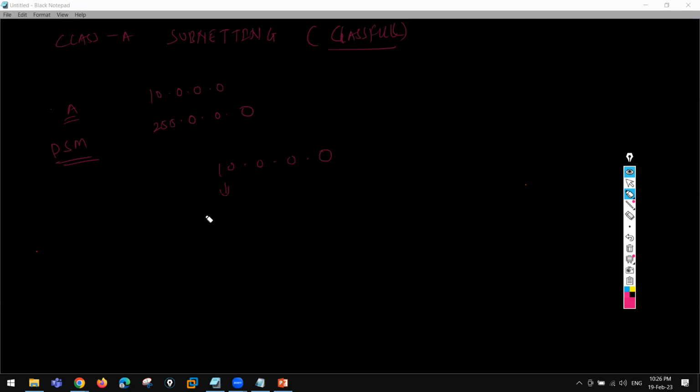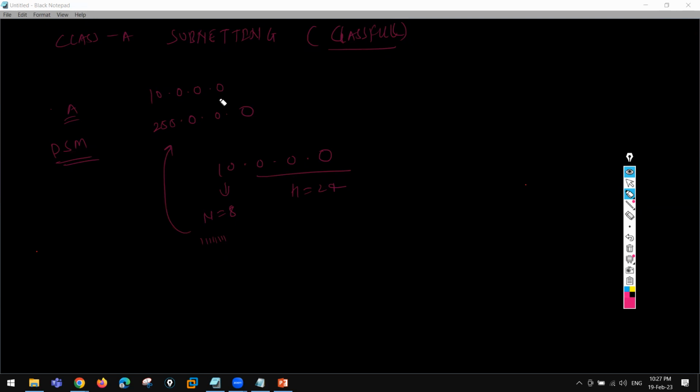10.0.0.0. Network bits are 8, right? And host bits are 24, right? That should be pretty straightforward. Network bits are 8, that's what happens in Class A, and host bits are 24. And the subnet mask is what? All network bits are 1, so that is how we get 255, and the remaining are 0. Okay.